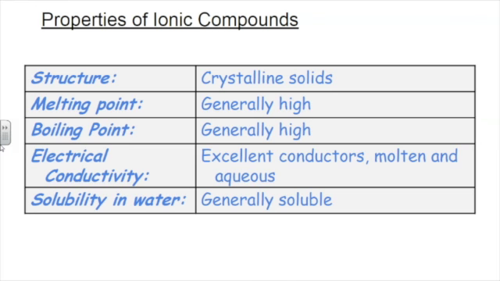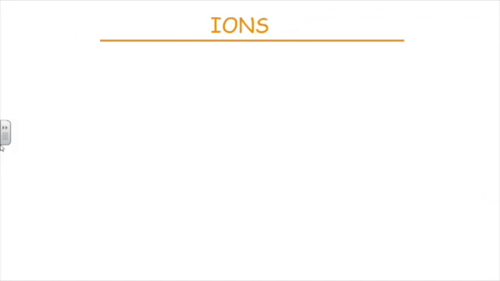So here are some properties of ionic compounds. The structure is a crystalline solid. It has a generally high melting point, a generally high boiling point. They are excellent conductors of electricity, and they are generally soluble in water, or they mix well with water.